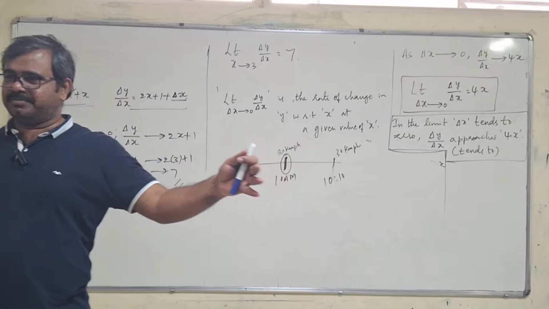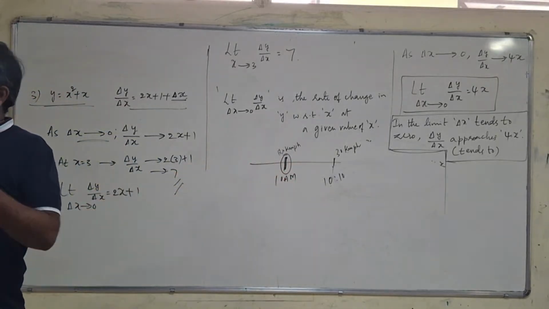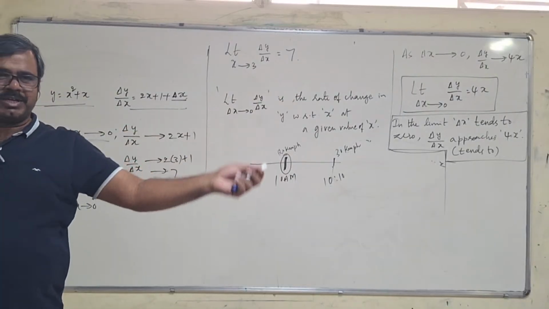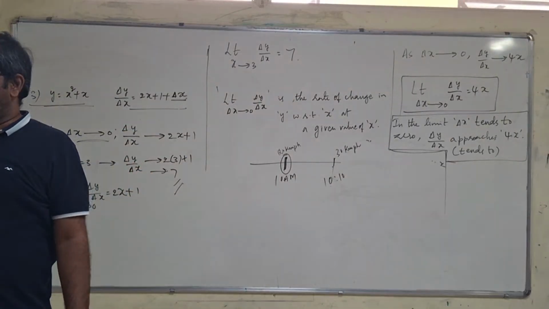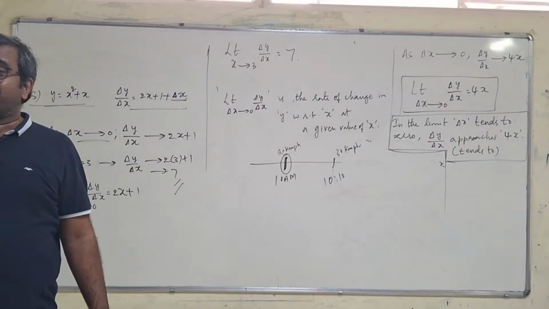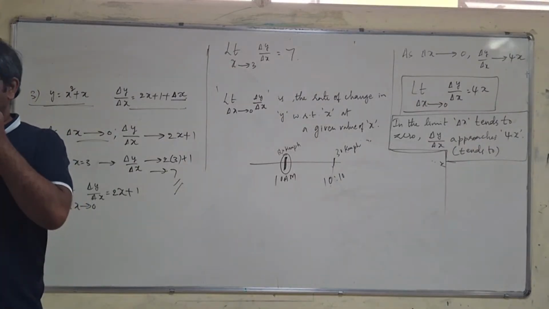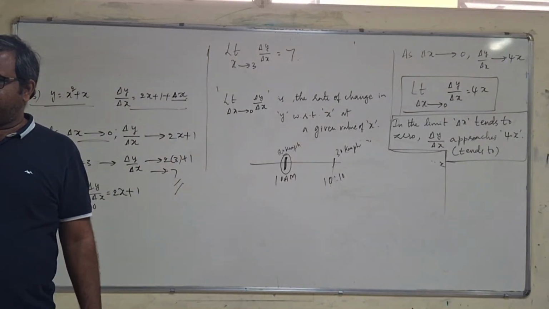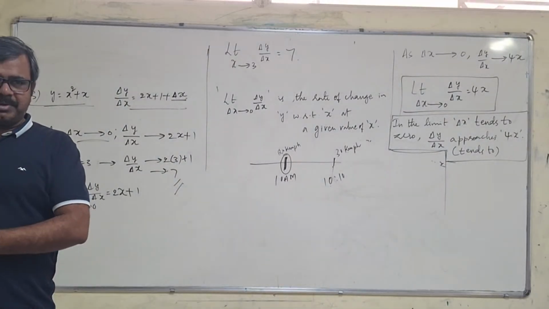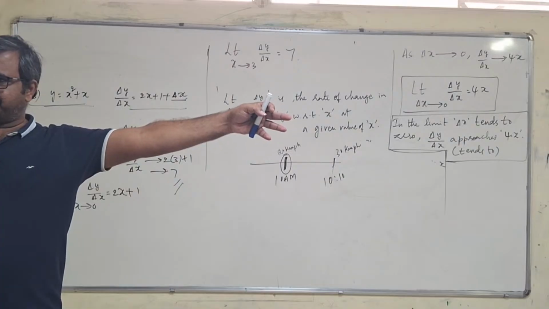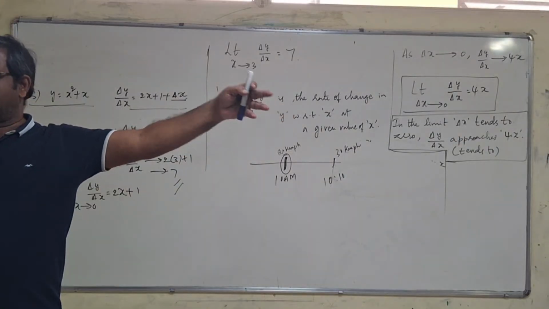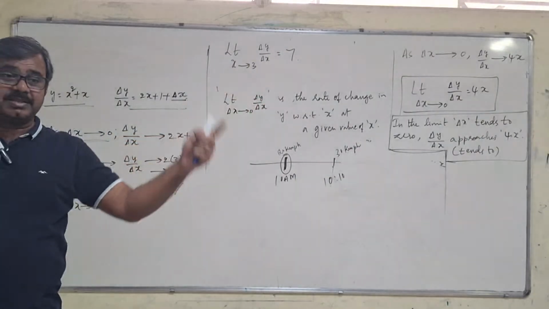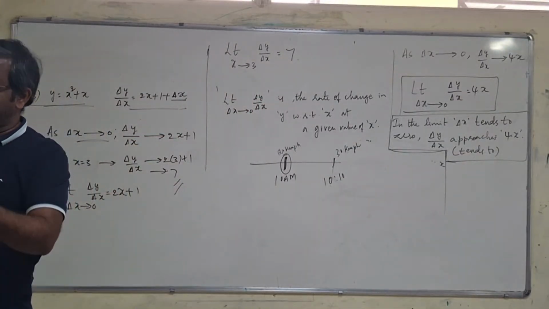not in an interval. We are not saying, okay, from 10 a.m. to 11 a.m. this fellow traveled so many kilometers, takes this much time, find out the speed. If you find the speed that way, you will get average speed. You understand what I'm saying? This fellow traveled from 10 a.m. to 11 a.m., traveled for 20 kilometers. Then the speed that you get is average speed.